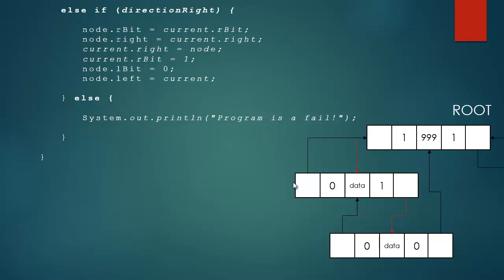So else, if there's nothing happening and the tree system is breaking apart, you actually have to print out System.out.println program is a fail. I mean, that's not what you need to print out, but in this circumstance I'd go with that. Then System.out.println nodes added, and yeah, that's about it.